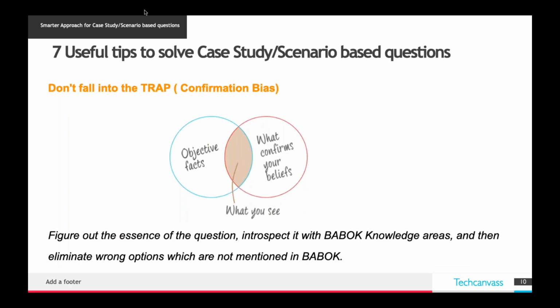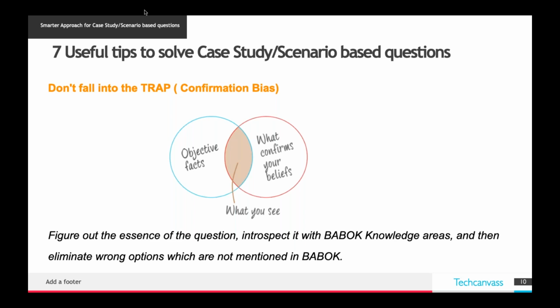This is what I was talking about. IIBA doesn't know your years of experience, because there are folks with 20, 25 years of experience who are not able to clear CBAP in their first attempt. But there are folks with 5, 6 years of experience who are clearing CBAP in their first attempt. Why is this anomaly? It is because of the confirmation bias.